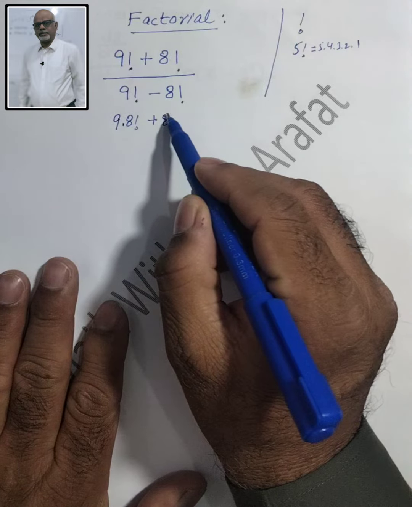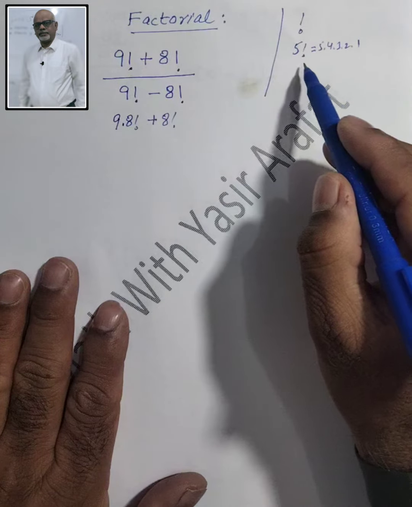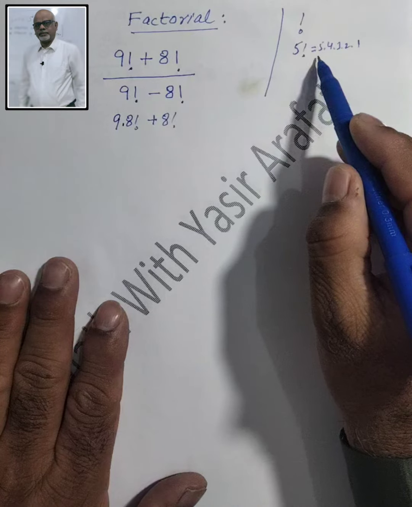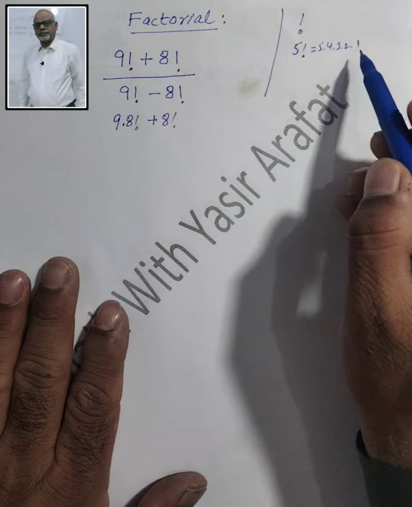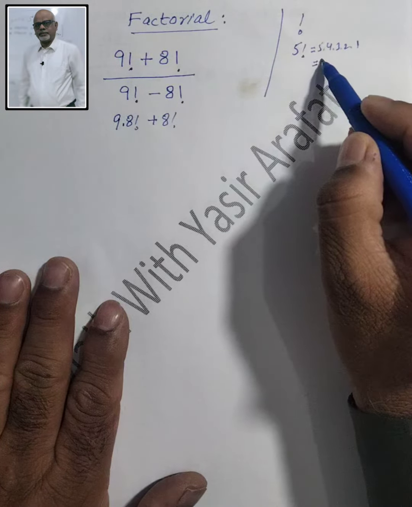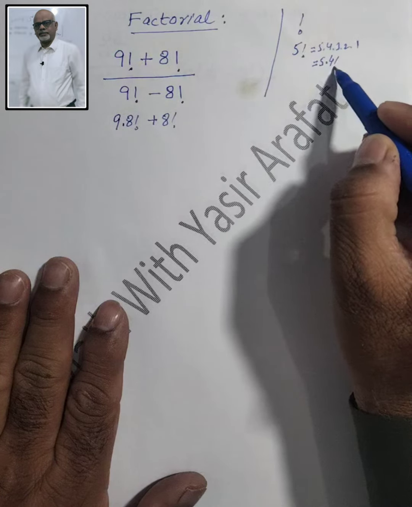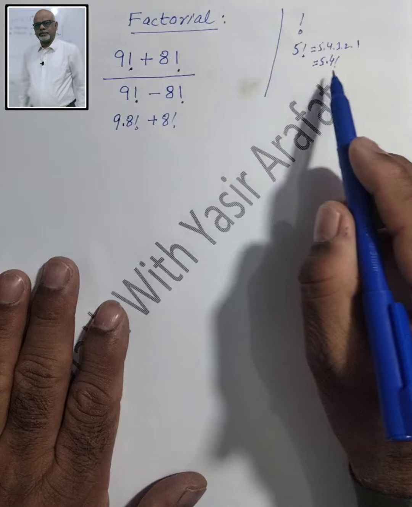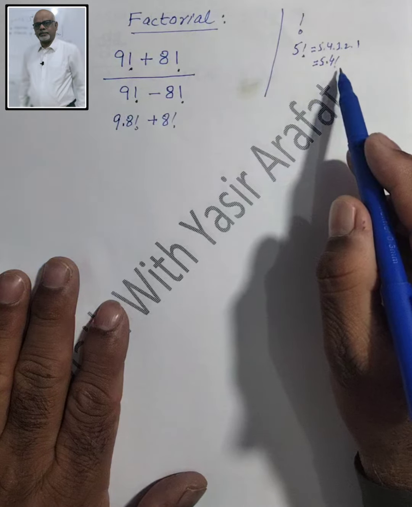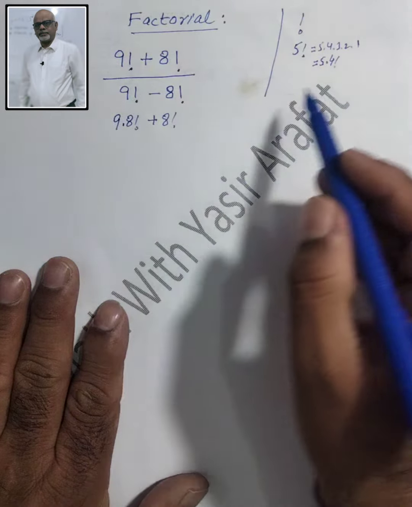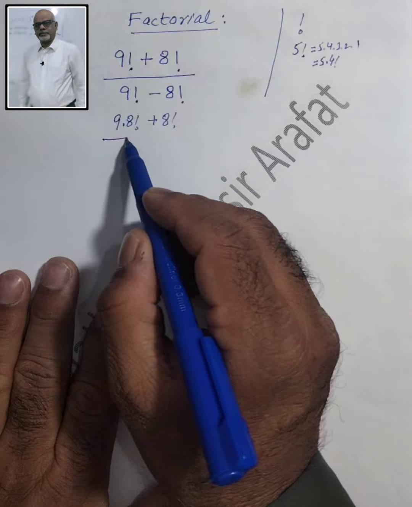plus 8 factorial. For example, see this example here. This is 5 factorial, meaning 5, 4, 3, 2, 1. We can also write this one 1, 2, 3, 4, that is 4 factorial. It means 5 factorial can be written in the form of 5 into 4 factorial. So therefore, we have to use the same strategy here.